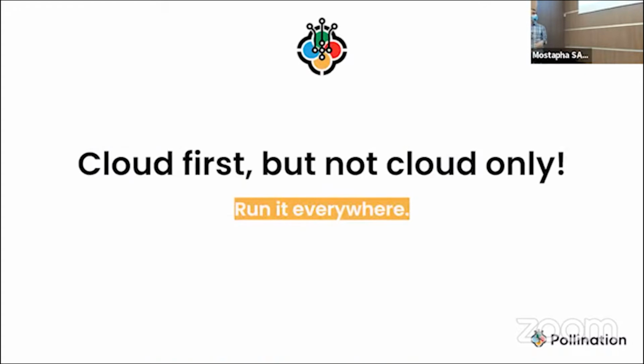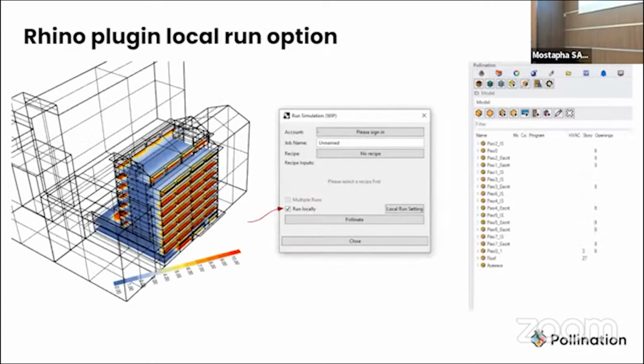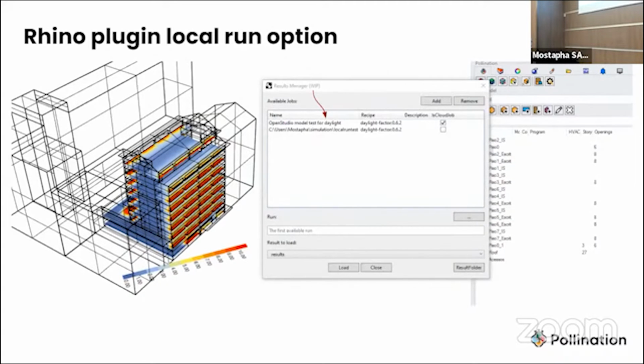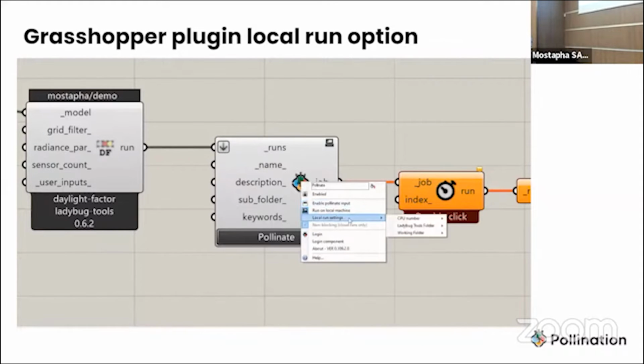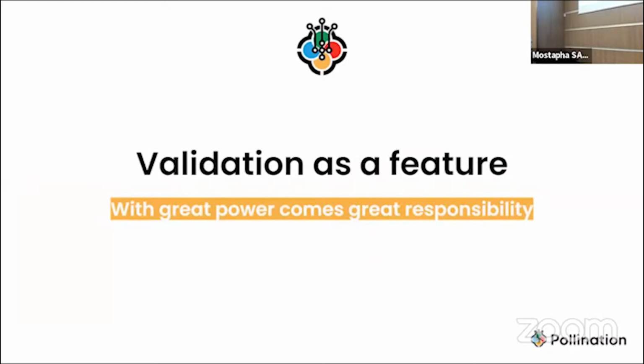I talked about this already, so I'm not going to spend a lot of time on it, but it's cloud first, but it's not cloud only. You can run the same simulation locally, and we treat the local runs and the runs on Pollination basically the same. They're both valid simulations. This is the one on Grasshopper that shows I just changed this to desktop, and now I can run it locally.